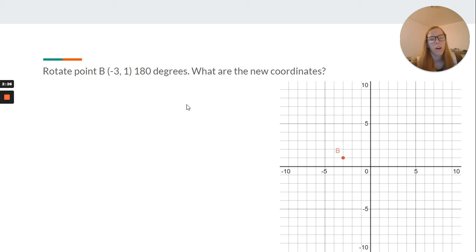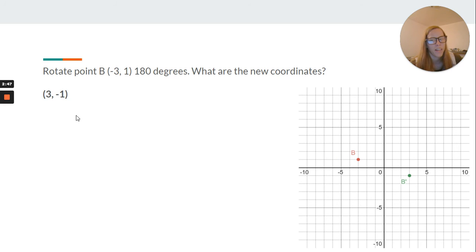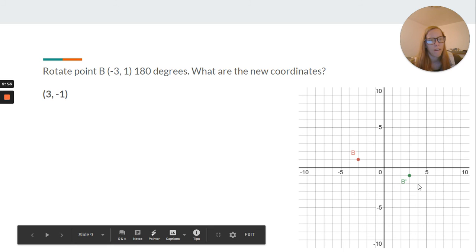One more 180-degree rotation. So we have point B at -3, 1. Rotate it 180 degrees. What are the new coordinates? So again, let's do it the same way we did the last one. We go from 90 at 1, 3, and then 180 at -1, 3. Or 3, -1, excuse me. Okay? Perfect.